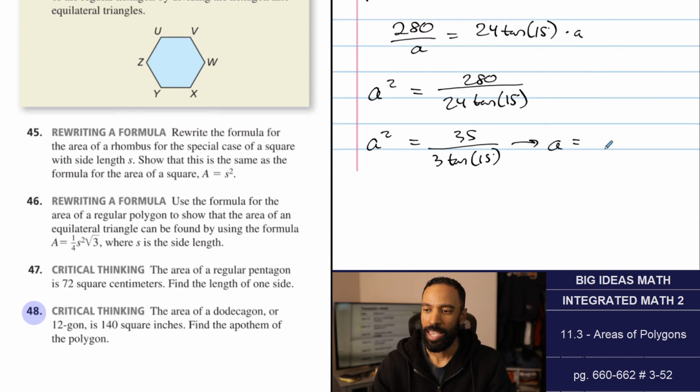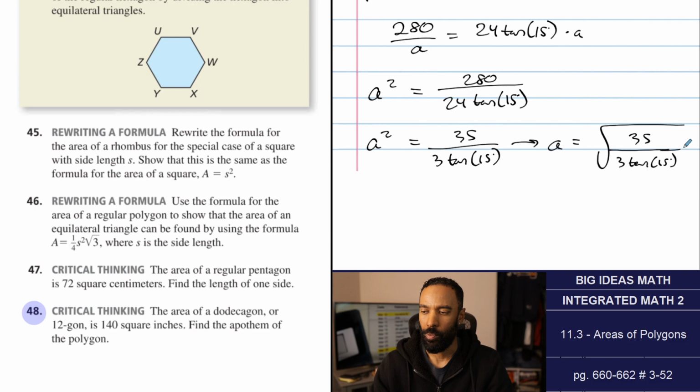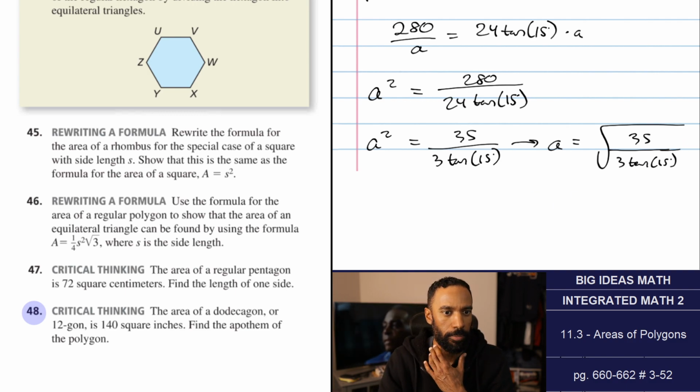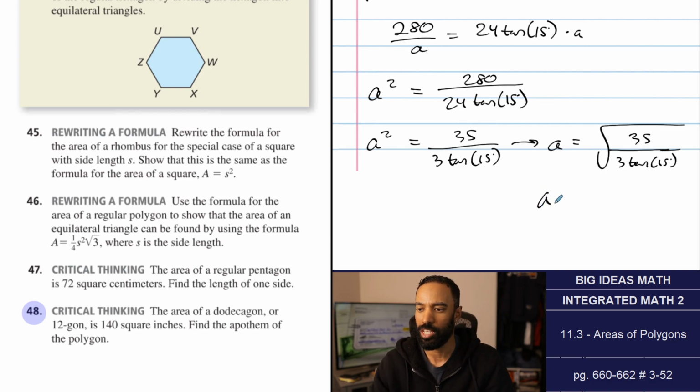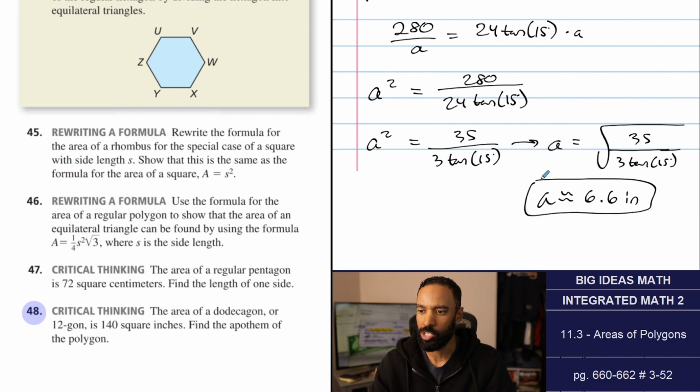So A is the square root of 35 over 3 times tangent of 15 degrees. Yeah, quite a bit of work there, and I only hope that it's reasonable with what I want to do. So square root of 35 over, and I need parentheses on the bottom, 3 times tangent of 15. I'm getting around 6.598. It's around 6.6. What's this? Inches? A is around 6.6 inches.